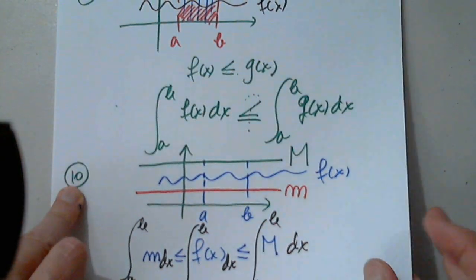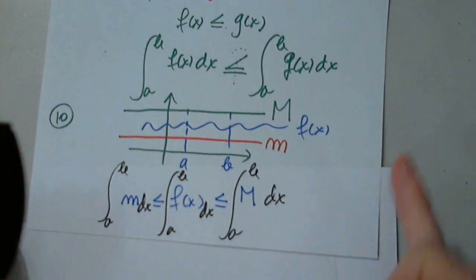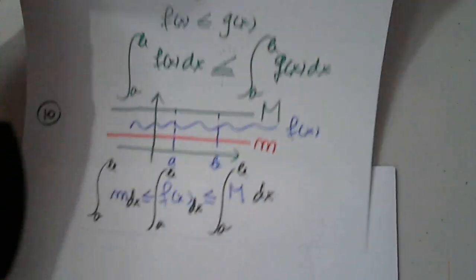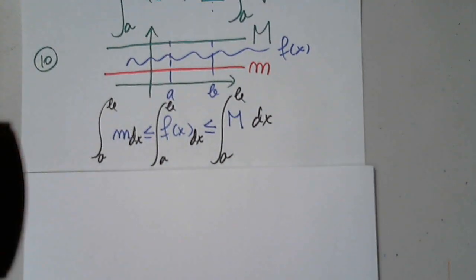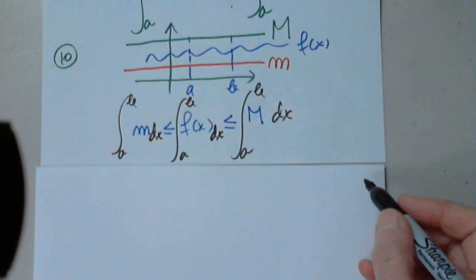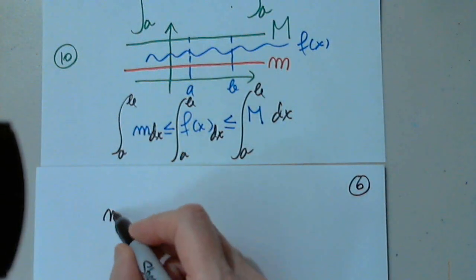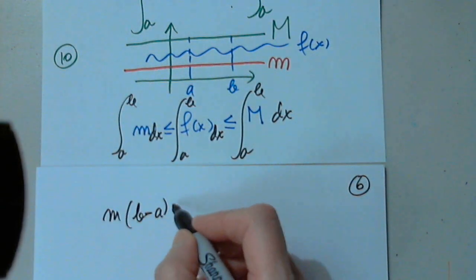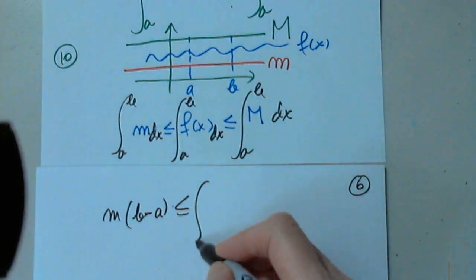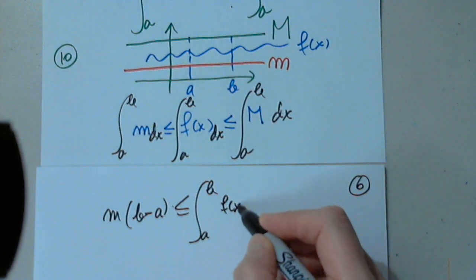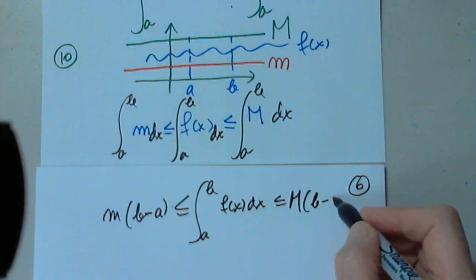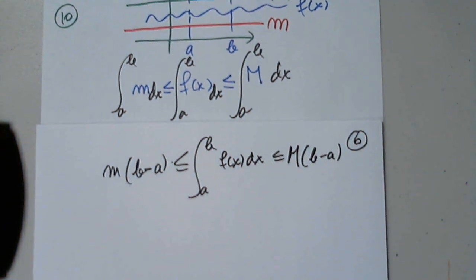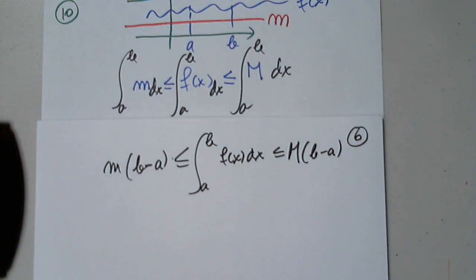So then let's write the final form, and then let's apply these properties in problems. Practice, practice, practice. So where am I? On 6. So this is lowercase m times b minus a, less than or equal to the integral from a to b of f of x dx, of course less than or equal to uppercase M times b minus a. And as I promised, this is the last property.